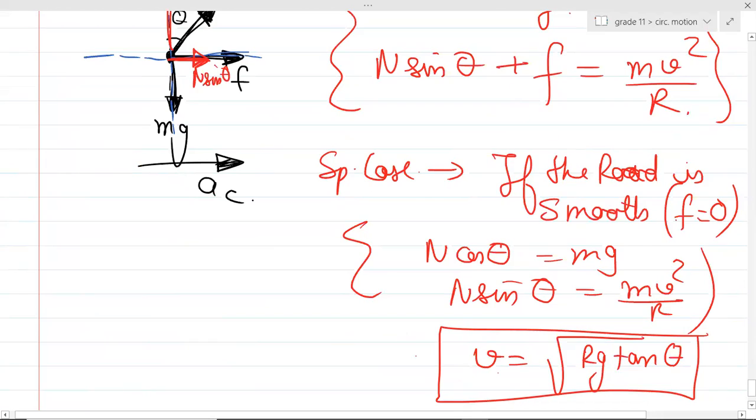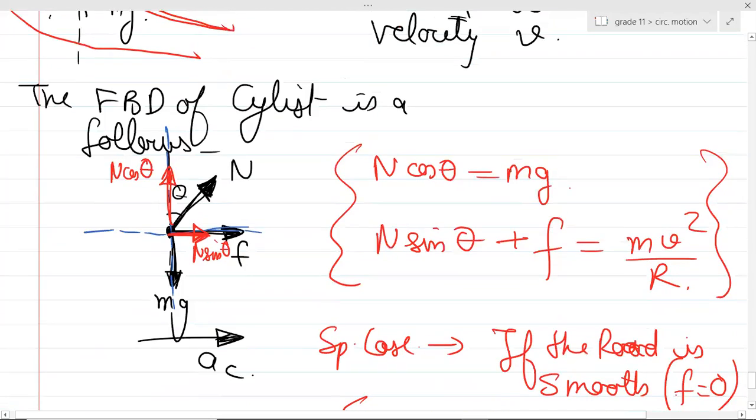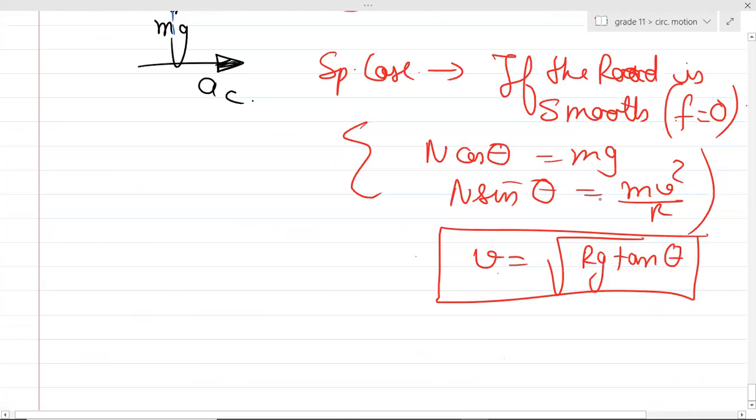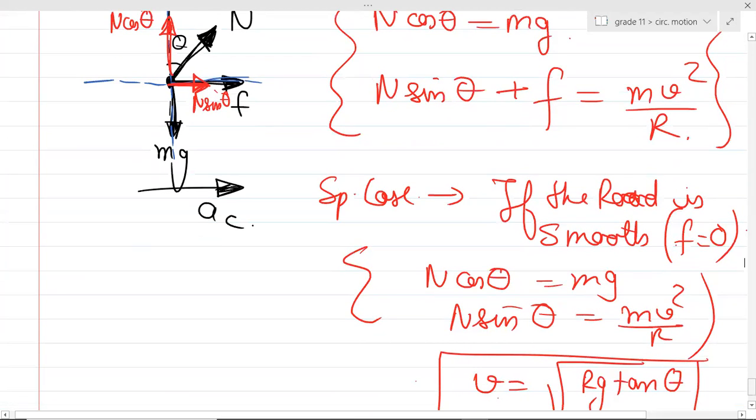So I think you people can solve the previous case as well. You'll write mu into n and all. You solve it later on. Whatever be the answer, accordingly you solve. Is this clear, guys? Any doubt in bending of cyclist as well? And can you see it's the same thing? You just need to focus on the cases, on the normal reaction, on the forces, direction of forces. That's it.